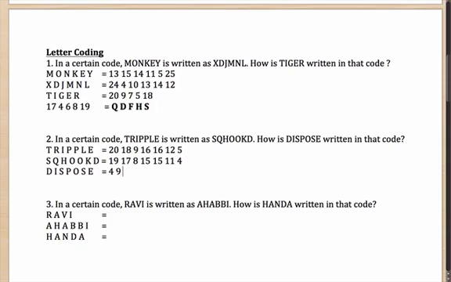And what is dispose? D is 4, I is 9, S is 19, P is 16, O is 15, S is 19 again, and E is 5. I'm sorry, I made a mistake. Guys, I'm prone to make these silly mistakes.